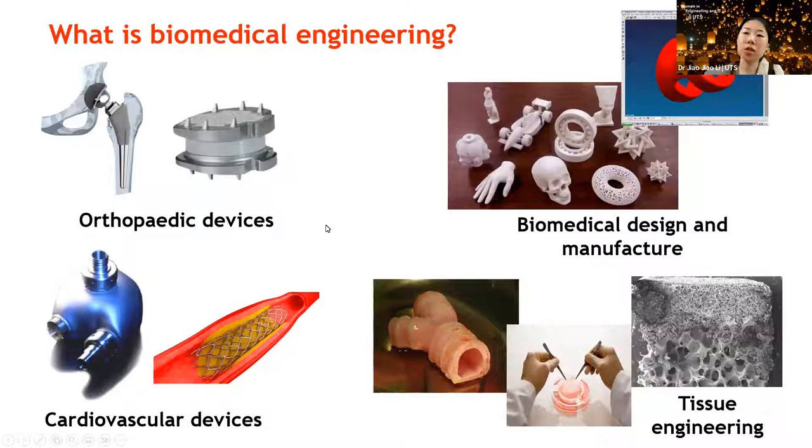So the first thing that you usually think of are orthopedic devices like hip and knee implants and spinal implants, heart assist devices, so mechanical heart devices, stents to open up blood vessels, 3D printing for various models and biomedical devices, and also biomedical design as well. So this is actually an artificial kneecap as part of a knee implant that you can design and then 3D print. And this is the field that I work in, so tissue engineering, which is regrowing tissues and organs.